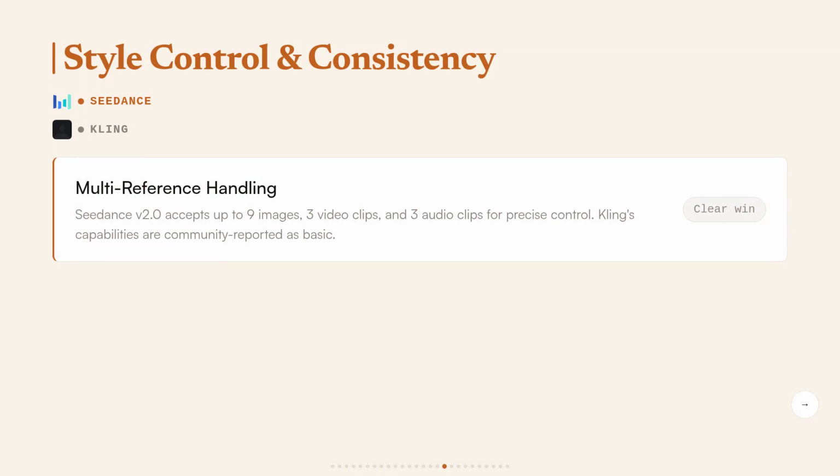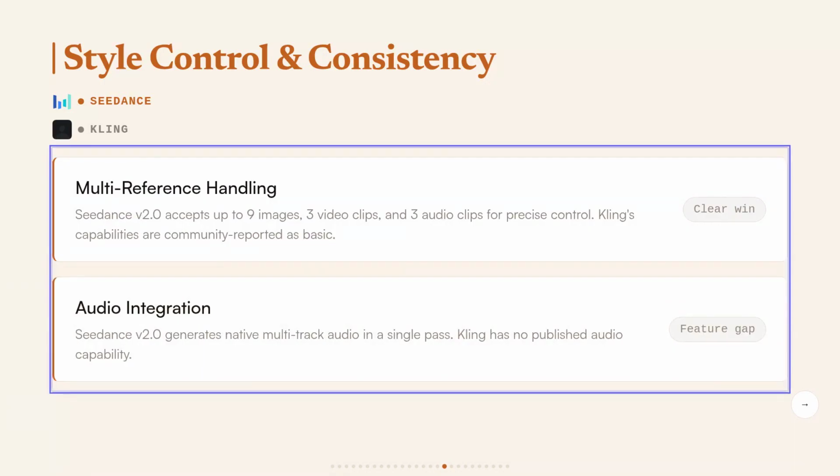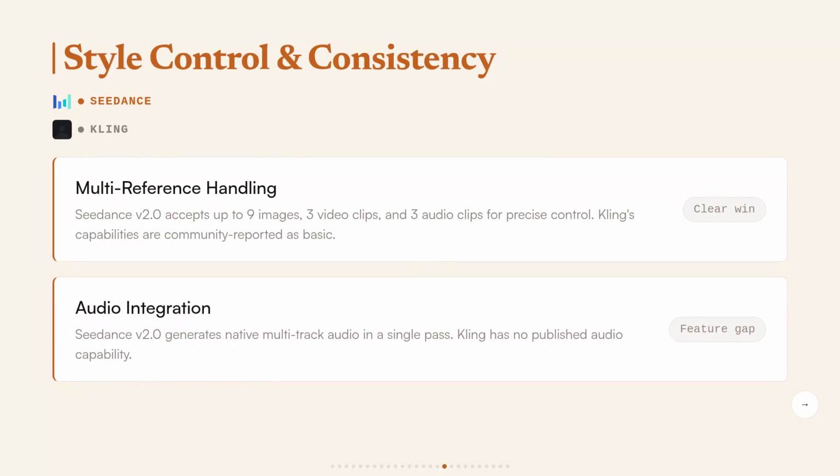Kling's equivalent tools are community reported as basic by comparison, with no published multi-reference spec and no native audio feature to speak of. Seedance takes this one clearly on the documented control it actually hands you. That's 3 for Seedance and 0 for Kling.